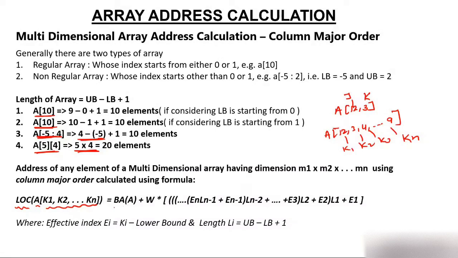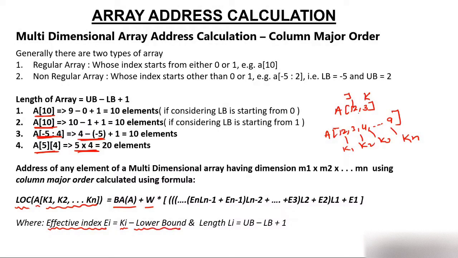Now, the first part is the same: base address plus W into. Now you can see En, Ln minus 1 plus En minus 1. What are this En and Ln all about? First, let's see what En and Ln are. Ei is the effective index, where i could be n also, 1, 2, whatever you want. Ei is the effective index, where the formula is Ki minus lower bound.